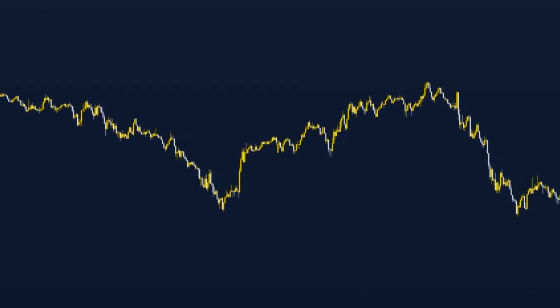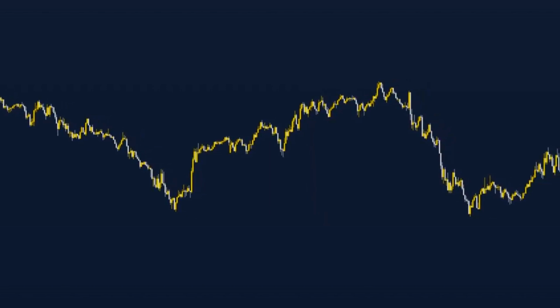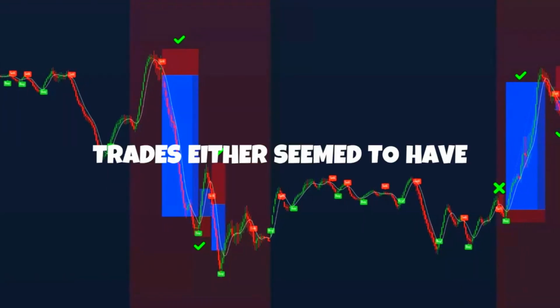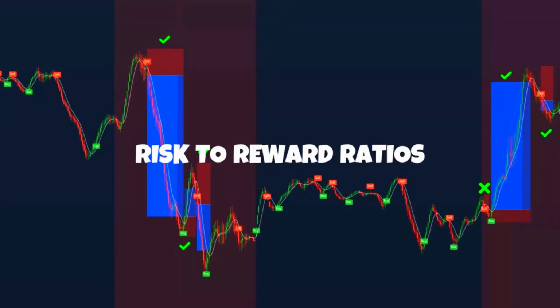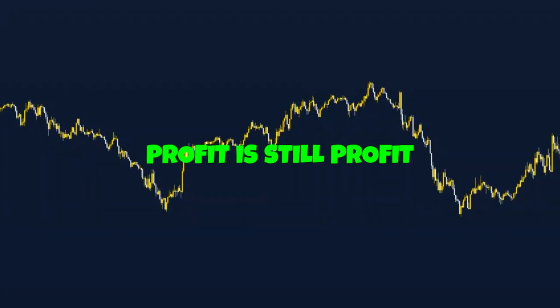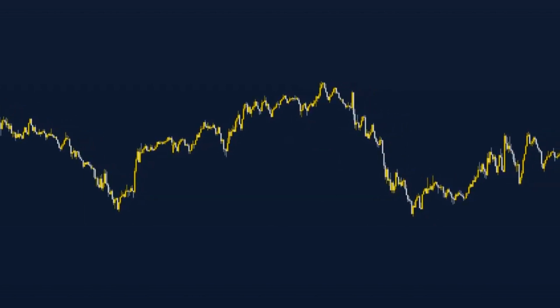But overall, this UT bot alerts trading strategy is absolutely one of my favourites. One thing I did notice while testing it for an entire month was that there was a big variation with the trailing stops, and trades either seem to have massive risk to reward ratios or have very small risk to rewards. But at the end of the day, profit is still profit, and as long as there is a healthy mix of both, then it isn't really a problem at all.